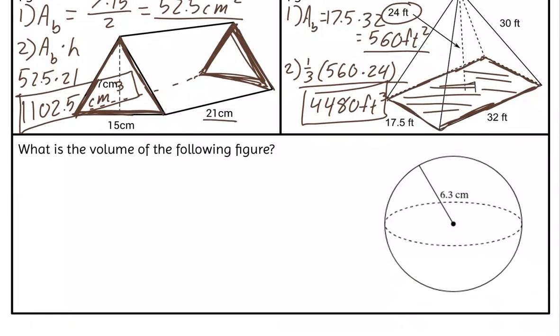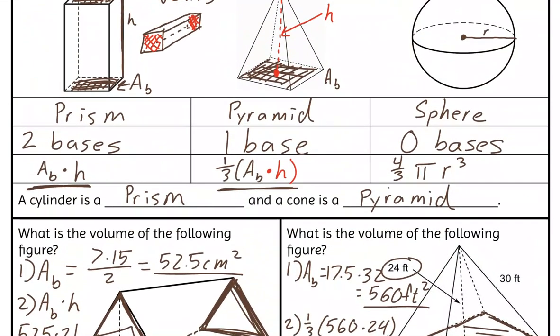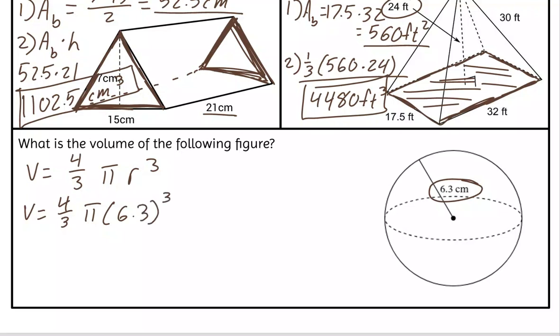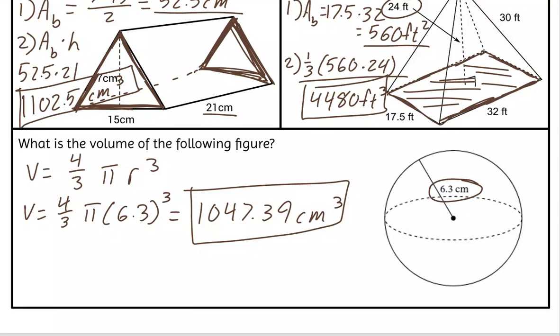Last part says, what is the volume for the following figure? Here we have a sphere, so we're going to use 4/3 pi r cubed. We don't have to worry about finding the area of the base, so volume is straight up 4/3 pi r cubed. They told me my r is 6.3, so volume equals 4/3 pi times 6.3 cubed. Plug that straight into your calculator, and you end up getting 1,047.39 centimeters cubed. And that is all that we're doing for volume.